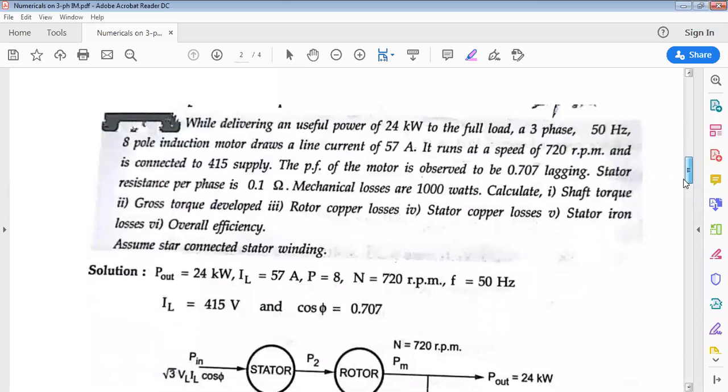Now see the next one. While delivering a useful power of 24 kilowatt at full load, a three-phase 50 hertz 8-pole induction motor draws a line current of 57 ampere. Means what is 24 kilowatt? Output power. Okay, at full load means it's fully loaded. So output power is given. Three-phase 50 hertz, 8 poles are there on stator. It draws a line current, which is given to you, 57 ampere.